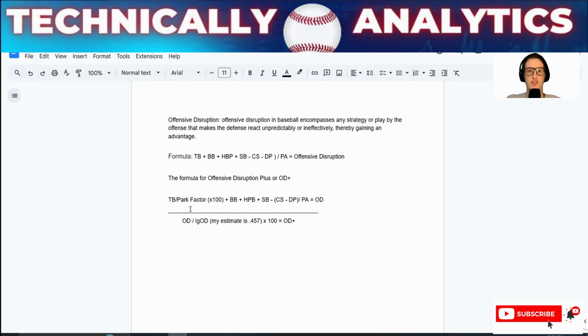It's not that hard. So you do the total bases divided by park factor times 100, normally outside of the equation. Then you do the rest, and you get a park adjusted offensive disruption score. Then you divide that number by the league average offensive disruption score, which my estimate is 457. I'll get into that. And then you times it by 100, and that's your OD plus.